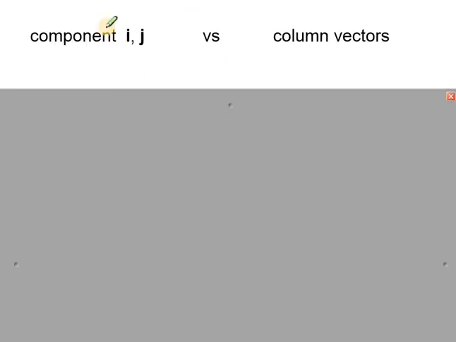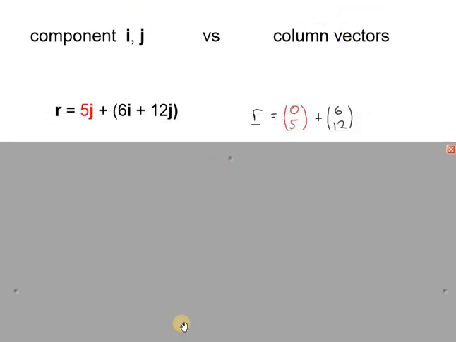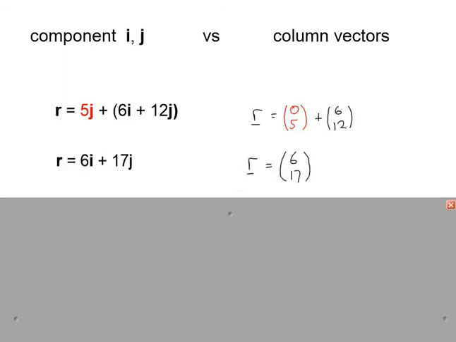We can convert between component ij form vectors and column vectors. So as an example, if we have a position vector like this, we can write that using column vectors. So 5j is 0, 5, 6i plus 12j is 6, 12. We can simplify, so the 0 plus the 6 is 6, 5 plus 12 is 17, and in the component ij form, if we add up all of the i components, we've only got this one, 6i. J components, we've got 5j plus 12j, 17j. And these are the same.